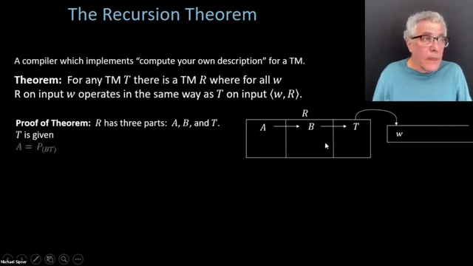A is going to be, as before, the description of B now with T. So when A is done, it's going to produce BT sitting on the tape next to the W. B is now going to figure out what A was from the BT sitting on the tape.